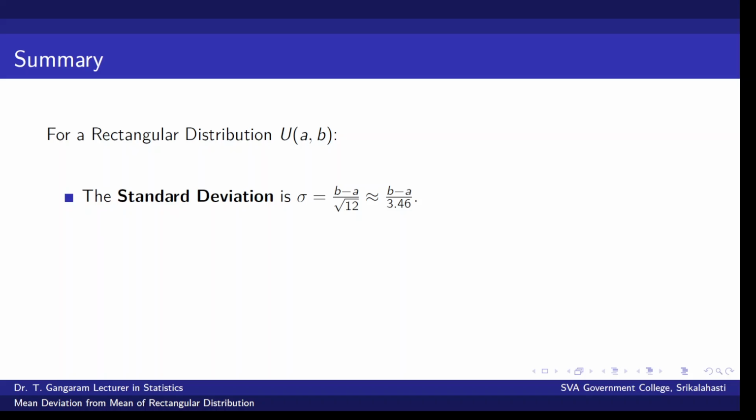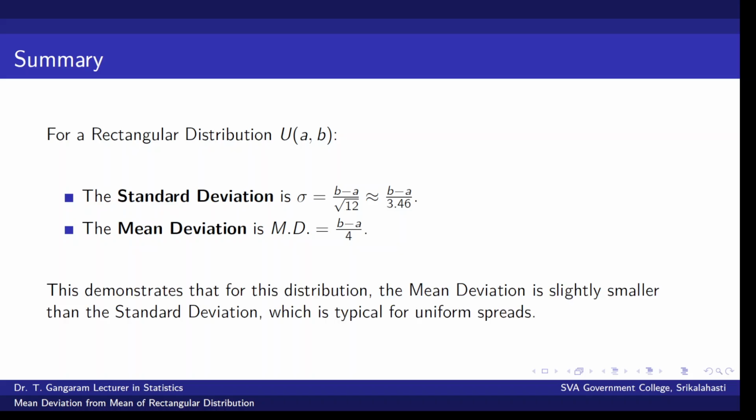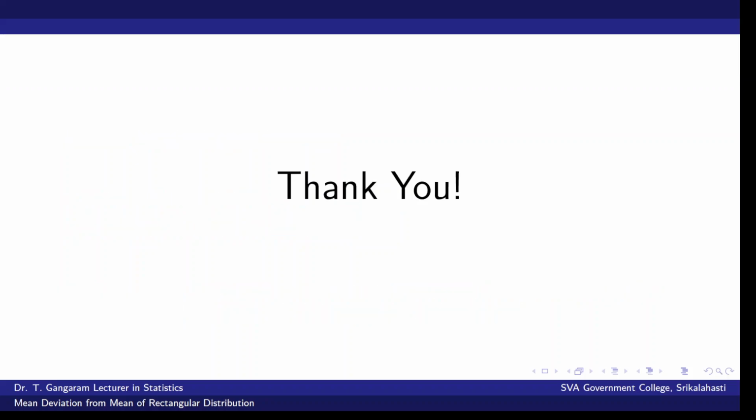The summary of rectangular distribution: its standard deviation sigma is equal to the root of variance, that is (b minus a) whole square by 12 under the root, so it is (b minus a) by root 12. It is approximately (b minus a) by 3.4, and the mean deviation is (b minus a) by 4. This demonstrates that for this distribution, the mean deviation is slightly smaller than the standard deviation, which is typical for uniform spreads. Thank you.